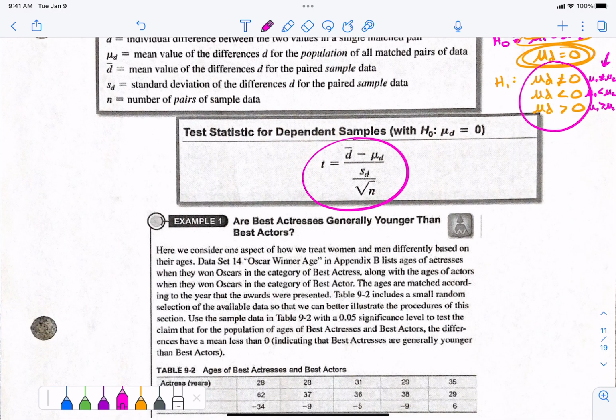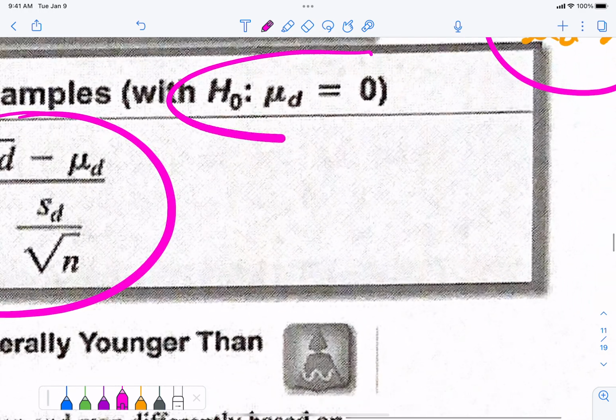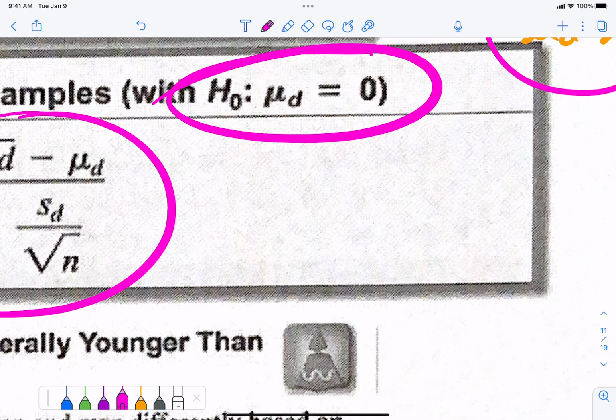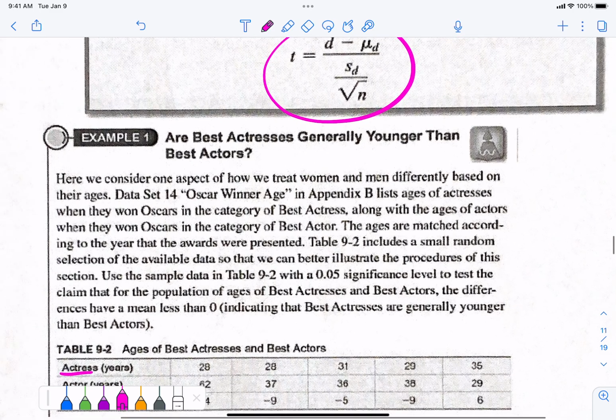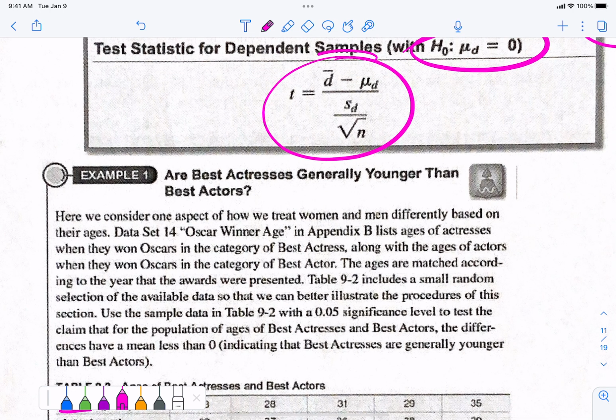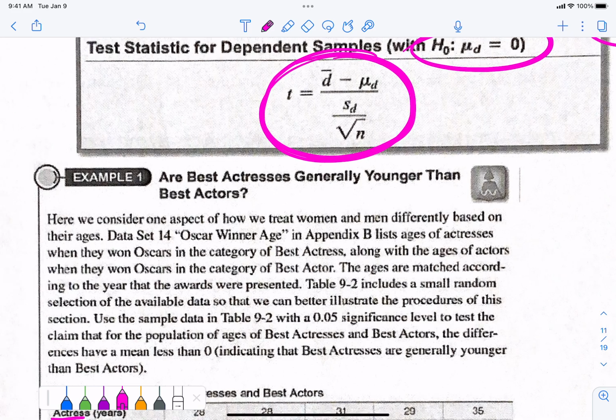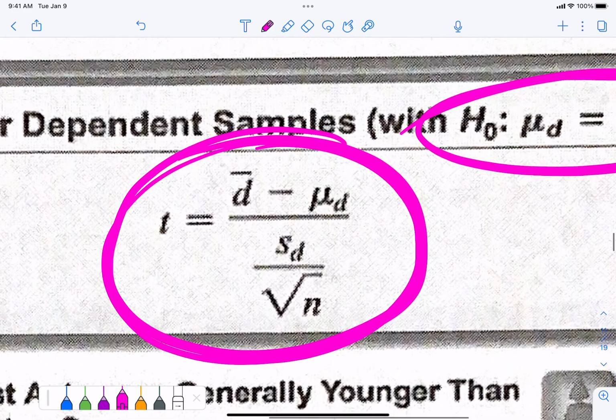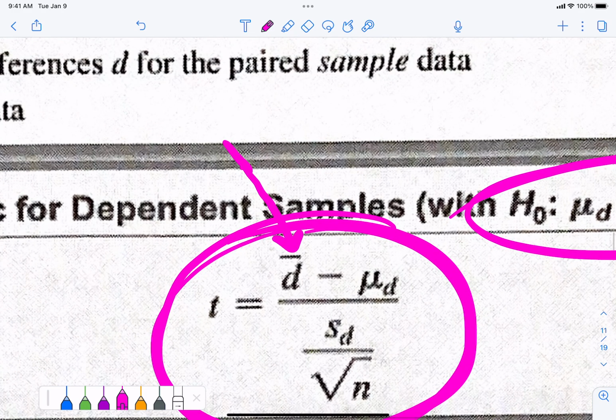All right. So, hypothesis, mu d equals 0. We're going to write it like that instead. Let's go to this example, and I'll talk to you about the differences. Our equation is super, super, super easy. Okay? Actually, let's talk about the stuff here. D bar, which kind of sounds weird. D bar, okay? This is the mean of the differences.